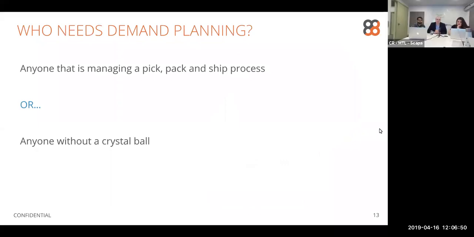Thanks, Bill. So who needs demand planning? Well, pretty much anyone that has a pick, pack, and ship process, or anyone that doesn't have a crystal ball, because that's the game, pretty much. They're trying to predict what you don't know.